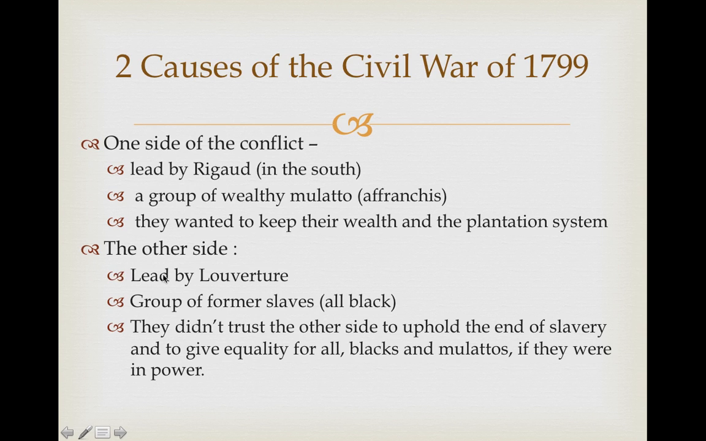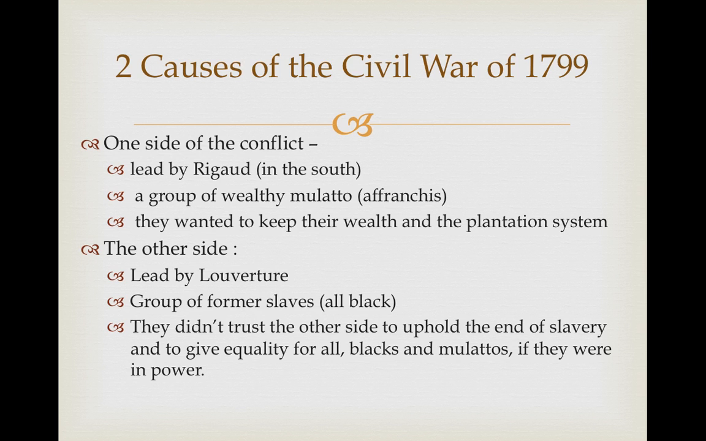And then the other group that was led by Louverture, they were a group of former slaves. They were all black. They didn't trust the other side to uphold the end of slavery. They thought, you know what, it's going to be too tempting for them to put us back into slavery, and we don't trust them. Or we don't trust them to give equality for all of us, blacks and mulattoes. So those were the 2 causes of the Civil War.